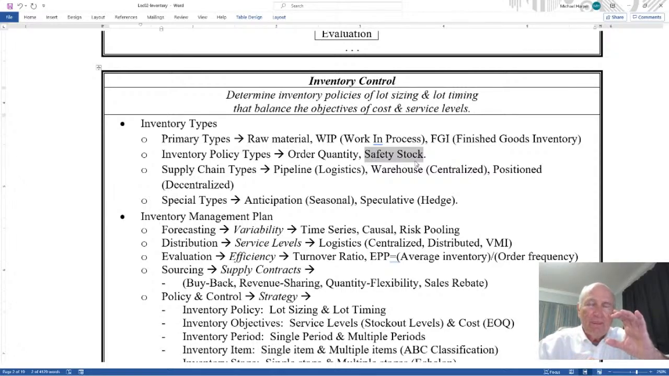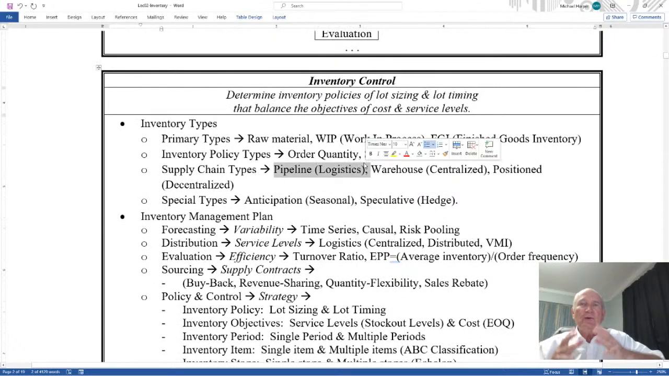And that's called safety stock, buffer stock, reserve stock. It's called a lot of different things. Okay. Supply chain types. Pipeline inventory, that has to do with logistics. In other words, when you have shipments, there's inventory on those barges, there's inventory on the rail, there's inventory on the plane. Who owns that? The source, destination, that's inventory. That's pipeline inventory. Depending on the contract, different people might own it.